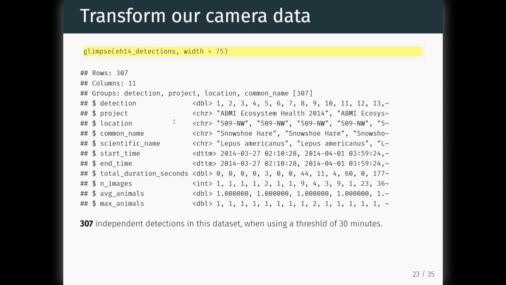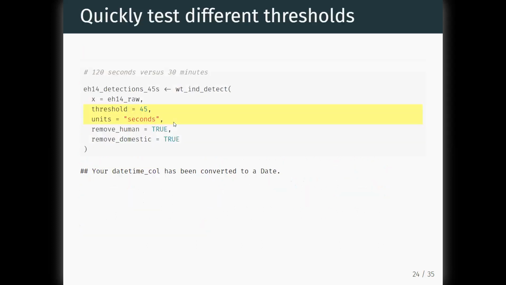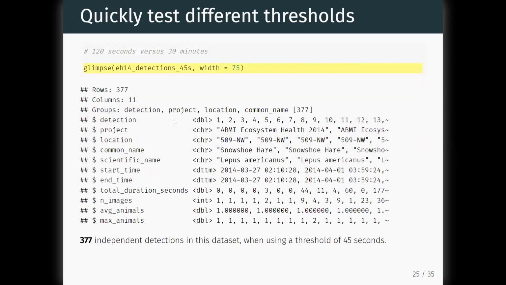And so if we did this with a threshold of 30 minutes, you get 307 detections. Let's test a new threshold. We're gonna maybe say 45 seconds, right? That's a much narrower bandwidth. In this case, we had 377 detections, so not that many more. This is a pretty small data set, but yeah, you kind of get the picture. It's really flexible in that sense. So just a few lines of code and you can be kind of off and running here.